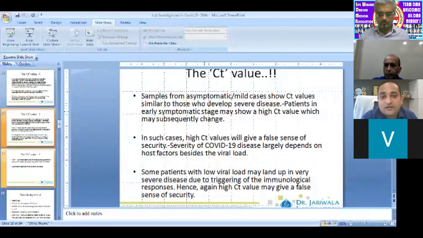And if you're going to tell the patient, okay, you have a CT value of, for example, 31, stay at home, and we are not going to monitor that patient, there is a likelihood that the patient may deteriorate. So this needs monitoring depending on other factors as well: the clinical condition, fever, oxygen saturation, other comorbidities which are present. All that needs to be taken into consideration. This I've mentioned again, the third point, that even a low viral load may land up in a very severe disease. So next slide, please.